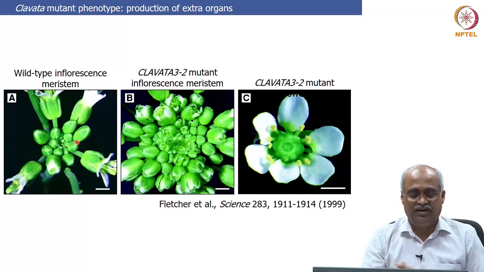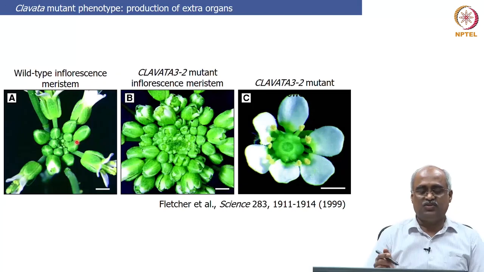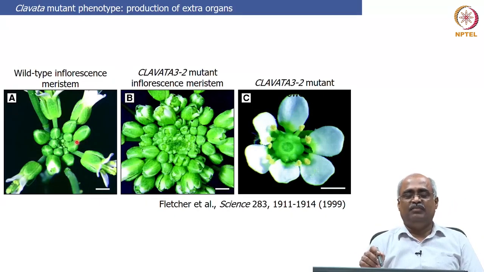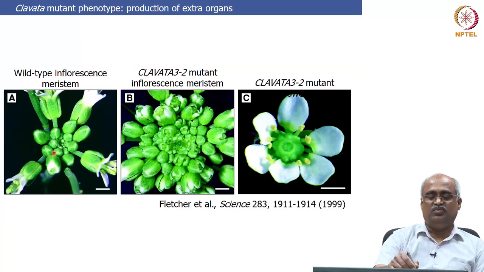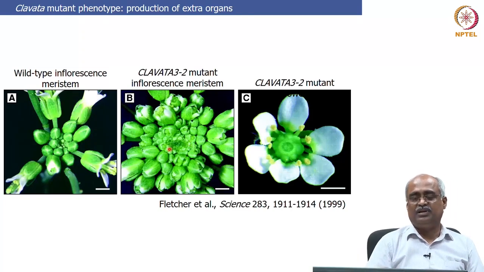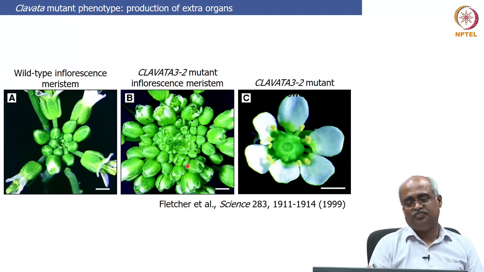Okay, so here you have three photographs showing what happens when you have a clavata mutation. This is the wild type, where you have a normal number of flower buds forming, and these are the flowers that are coming up. And this is the clavata 3-2 mutant. We are looking at the inflorescence meristem, and you can see there is a large number of flowers forming. It is due to the bigger size of the inflorescence meristem. So as a result, it is giving rise to more floral meristems, and therefore more flowers are forming.